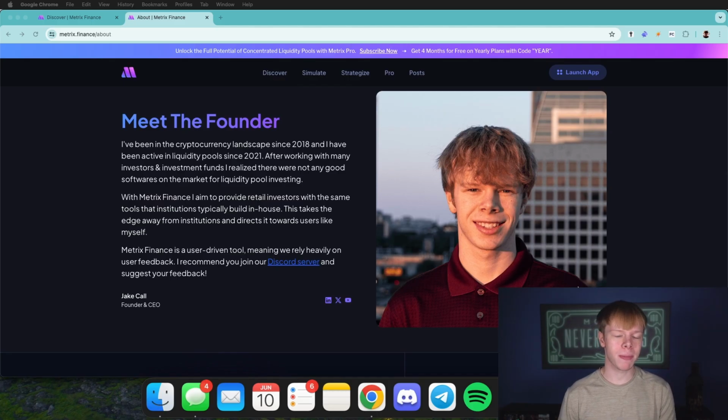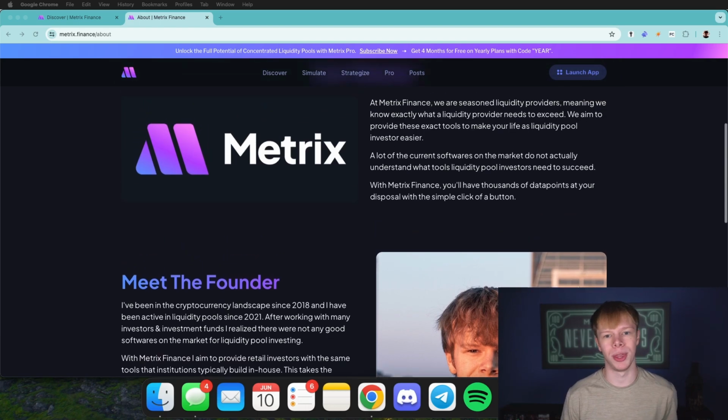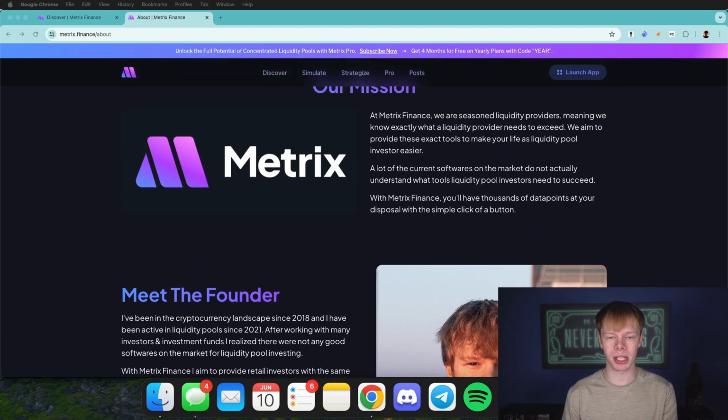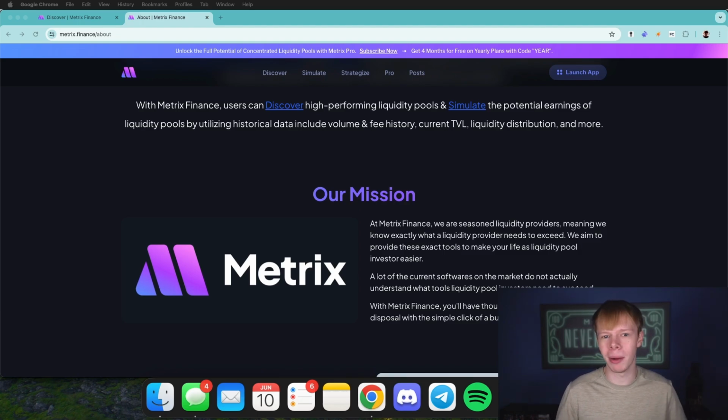I'm Jake Call, the founder of Metrix Finance, and I have one mission in mind with this software tool, and that's to create the best possible software for liquidity pooling so that way I can have good data for my own personal investments as well as my clients that I work one-on-one with. And of course, that just comes with opening it up to the public for you guys.